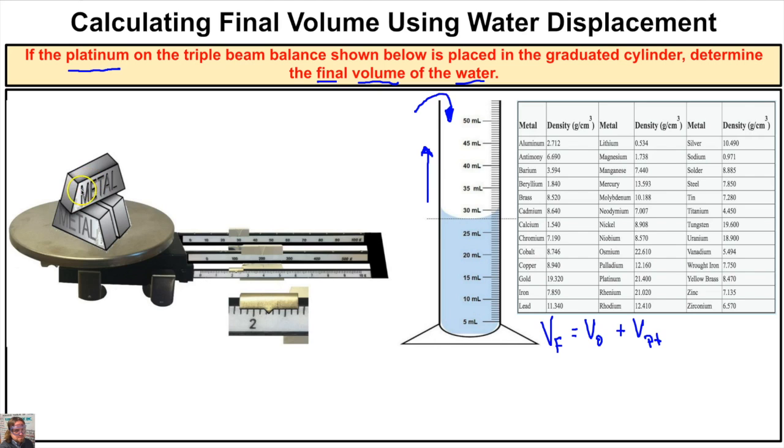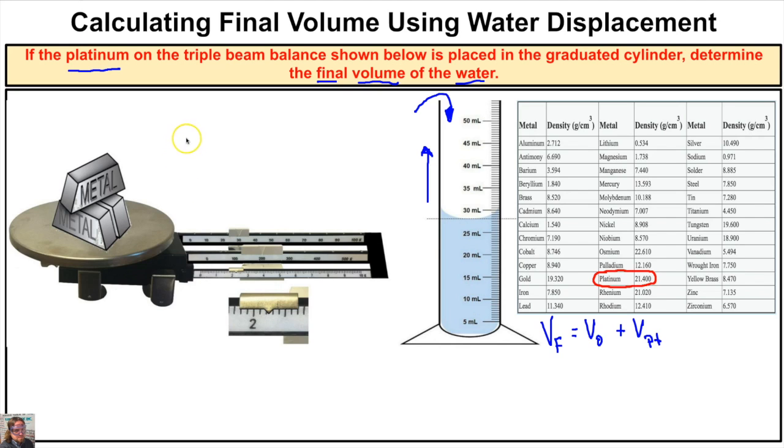So how can we figure out the volume of this piece of platinum that's on this triple beam balance right here? Well, we can figure out the mass. We can take the reading from this triple beam balance and figure out the mass of this metal. We also have a table of density values. We can figure out the density of platinum. In fact, if we take a look, the density of platinum is right here. It's 21.400 grams per cubic centimeter.